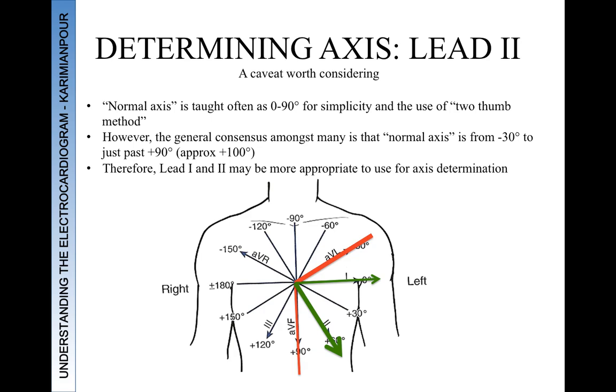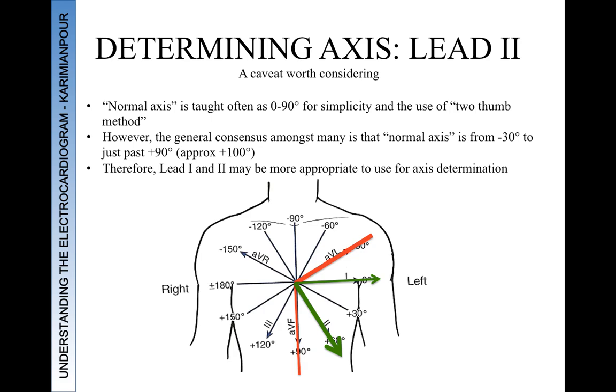However, the general consensus amongst many, and I think this is amongst experts in the field, and there's a lot of data and literature behind this, is that normal axis is actually somewhere between negative 30 degrees to just past positive 90 degrees, approximately positive 100 degrees. So if we were to use AVF and take a perpendicular line, that gives us limb lead 1. So it starts at 0 degrees, and we're missing the population of patients who have a normal axis, but they're up to negative 30 degrees.